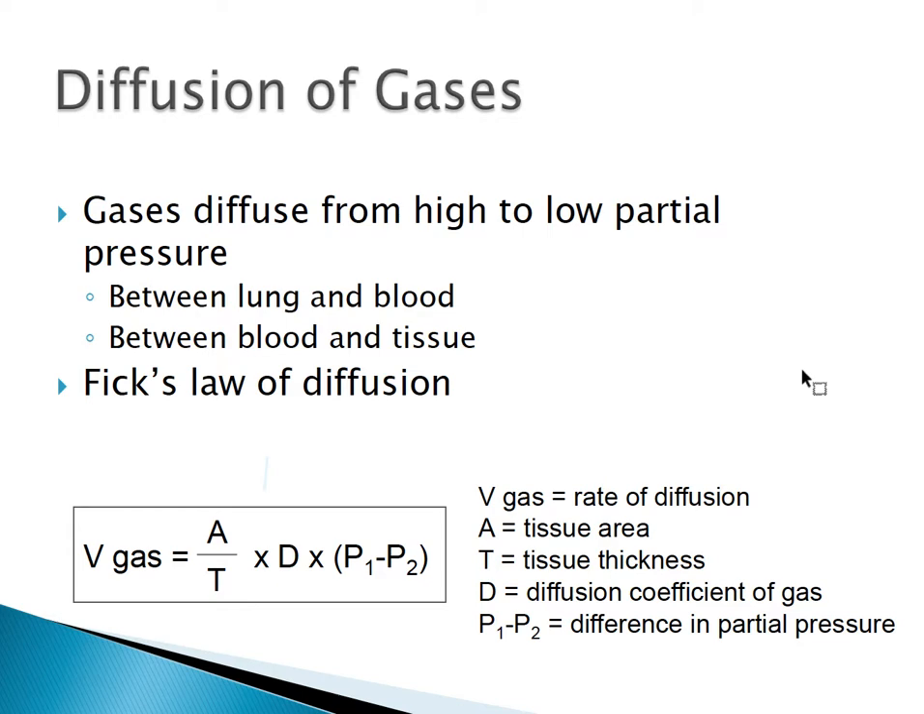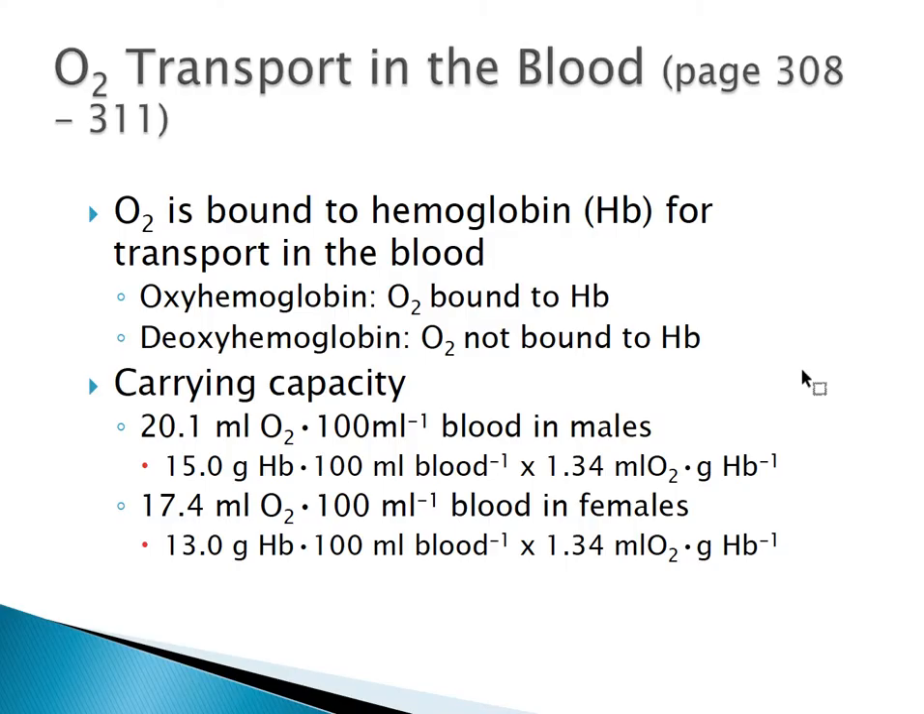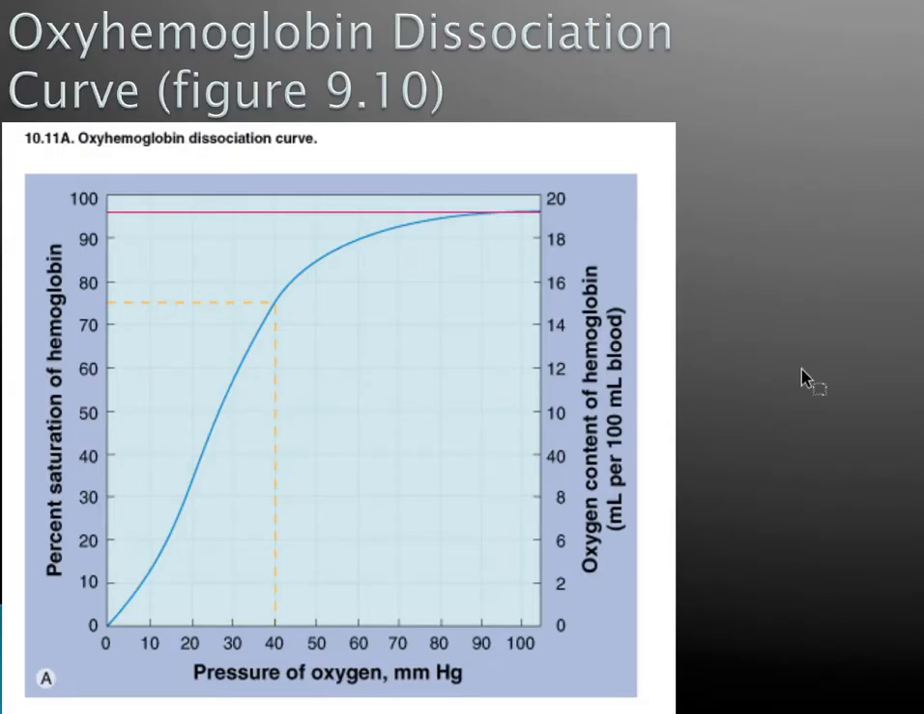So these are also some other review notes that I'll go through, and we've seen these before. But now what I would like to talk about is how oxygen is dropped off at the working muscles. And this is the oxygen hemoglobin or oxyhemoglobin dissociation curve. So it's a curve, it's a graph. And I'll try to explain this graph. Our book has several nice pictures of the graph. There's a nice Khan Academy video that I've asked you to look at that also discusses this oxygen hemoglobin dissociation curve.